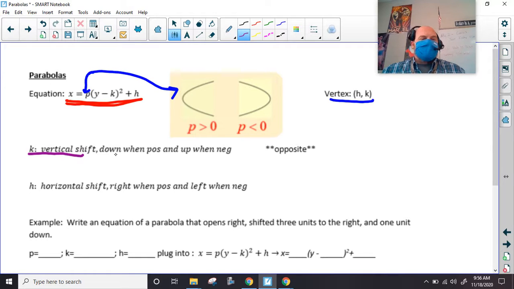This is where it gets weird. It's down when positive and up when negative, so it's the opposite. That's the big gotcha thing right there.